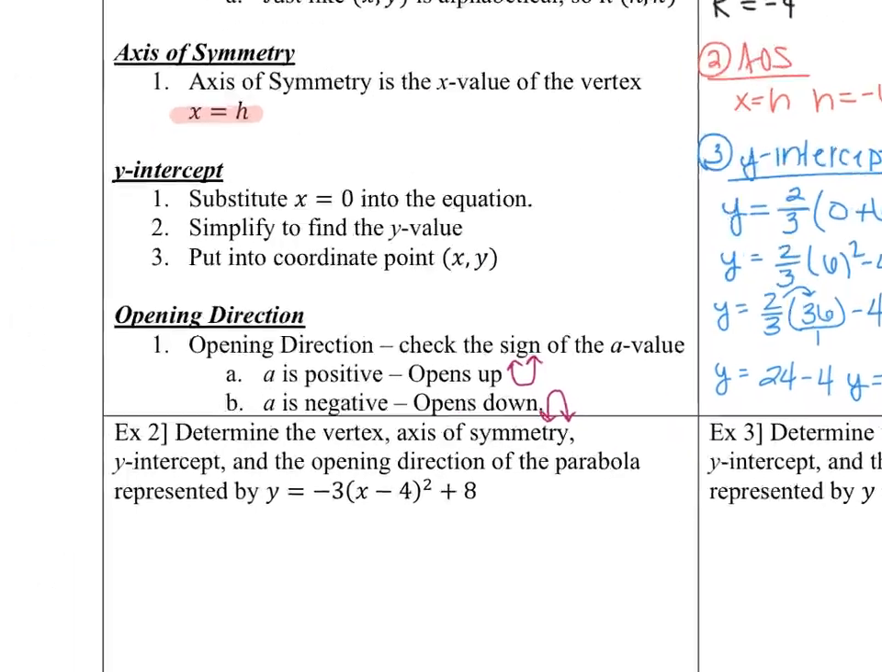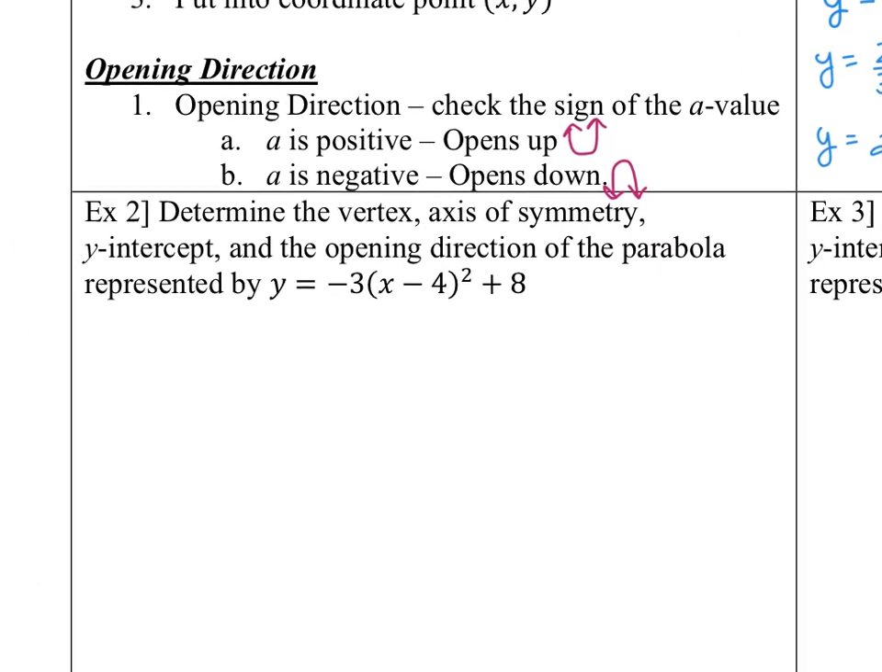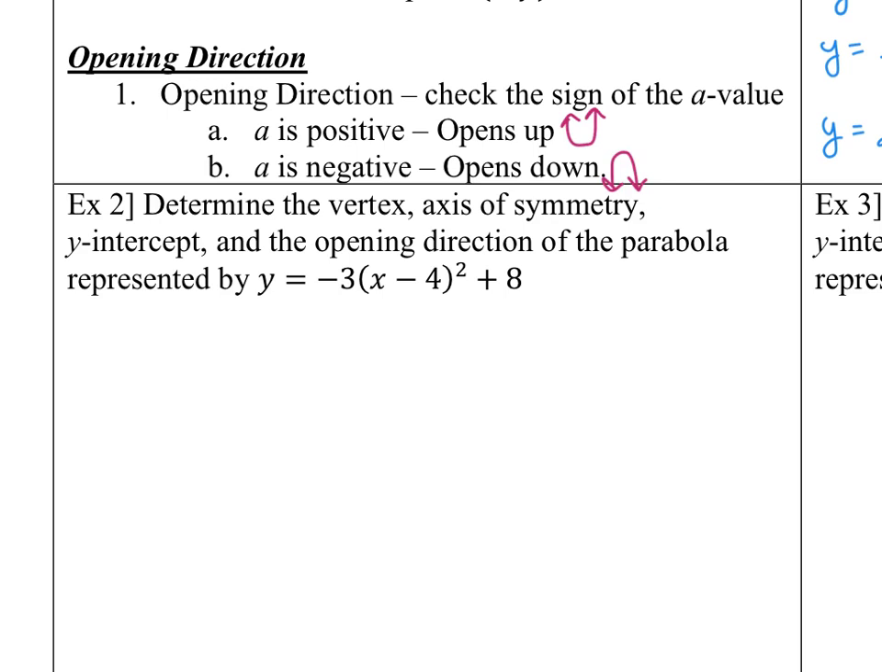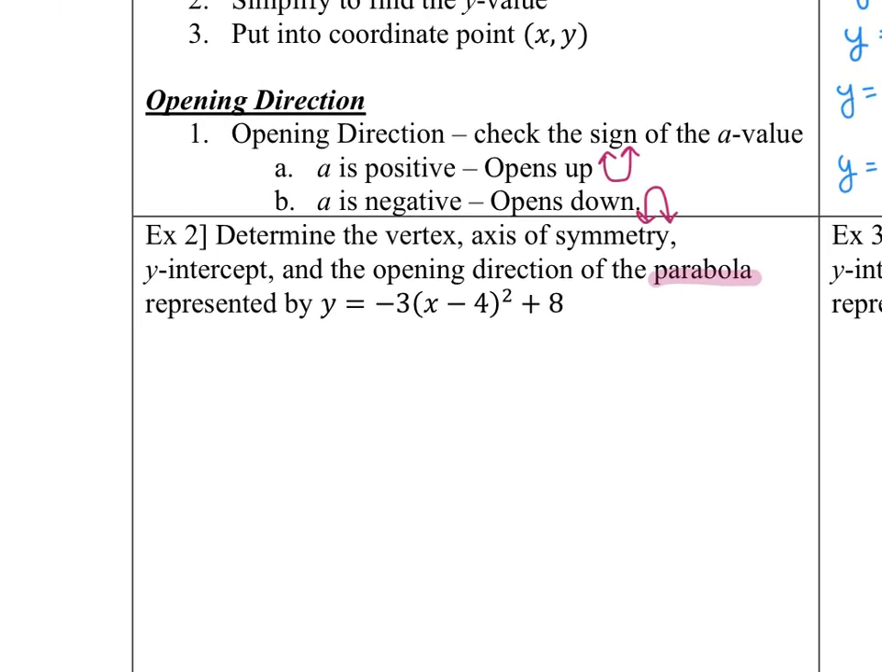Let's try one more. So for number 2, determine the vertex, axis of symmetry, y-intercept, and the opening direction of the parabola represented by y equals negative 3 times (x minus 4) squared plus 8. So remember that the word parabola is just the shape of my quadratic function. That just tells me that it's that U shape. It tells me that it's a quadratic. So let's go through our steps one more time.